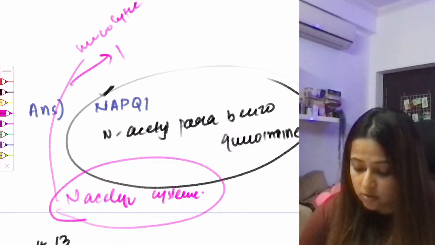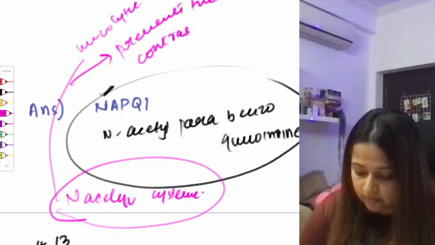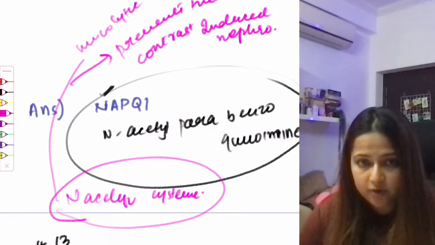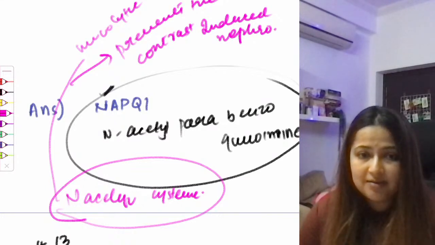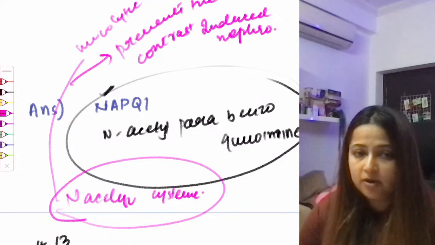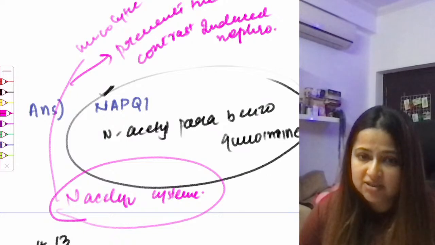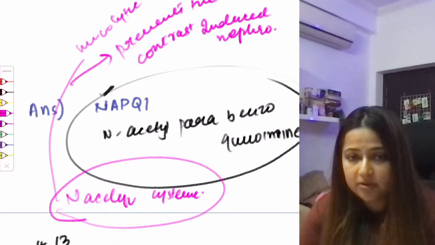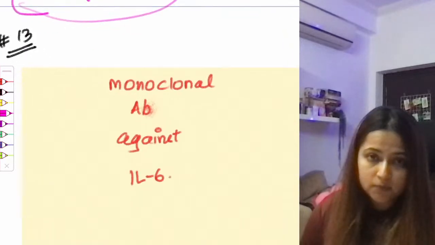Second, it also prevents contrast-induced nephropathy. Supposing someone has to undergo a contrast-enhanced investigation, for example, a contrast-enhanced CT scan or MRI, and the patient is already having some kind of renal compromise, but it is very important for that patient to undergo that. This agent protects against the occurrence of contrast-induced nephropathy. So this is a nephroprotective agent, N-acetylcysteine. Know about it. Moving on.